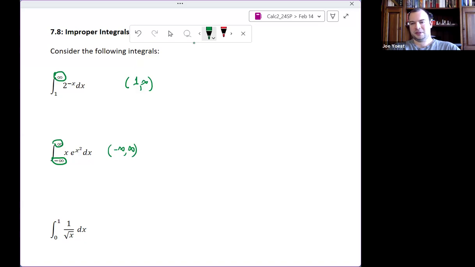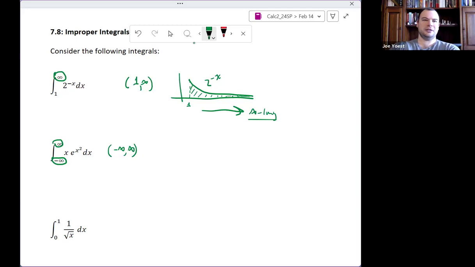So if I think about what this might look like as a picture, I know this integral represents the signed area under the curve, but I have an infinitely long area that I'm trying to deal with. Similar thing with this second integral here. The third integral might not look all that fancy.